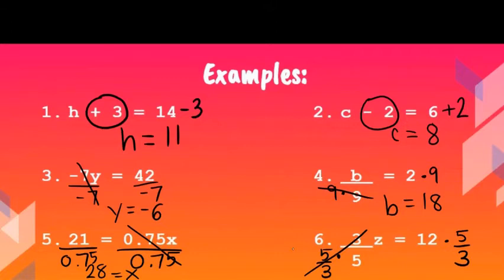12 times 5/3 equals 20, and you can bring down your variable z for your answer. Z equals 20. So when you're solving one-step equations, always remember to do the inverse or the opposite operation.